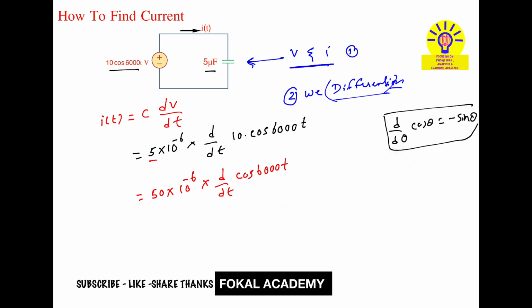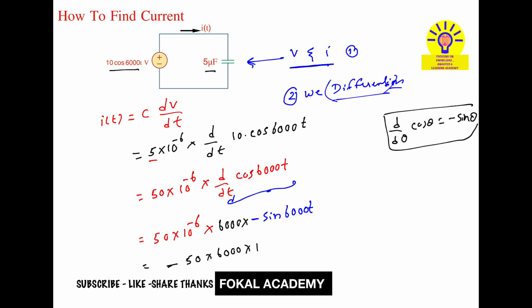Now apply this formula, then we get 50 into 10 power minus 6, keep as it is, into minus sin 6000 t. Here 6000 t is again a function of t, so again differentiate it, and it becomes into 6000. So it becomes minus of 50 into 6000 into 10 power minus 6 into sin 6000 t. This is the current i of t.